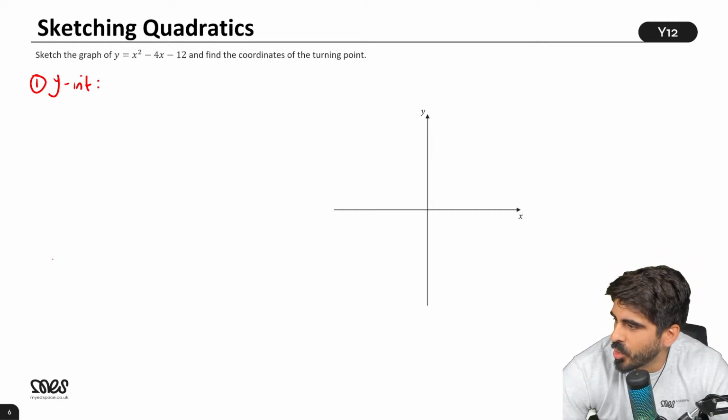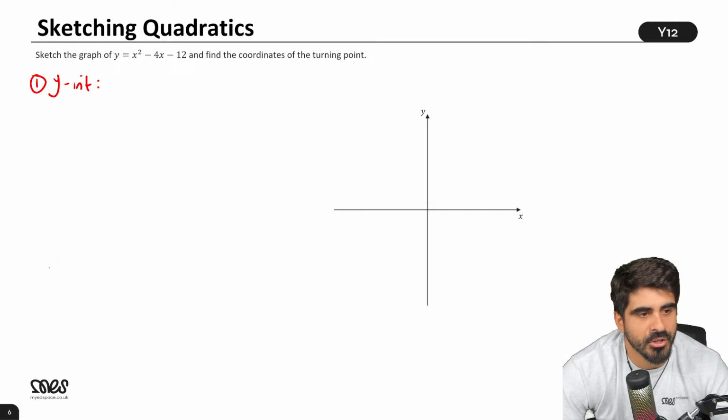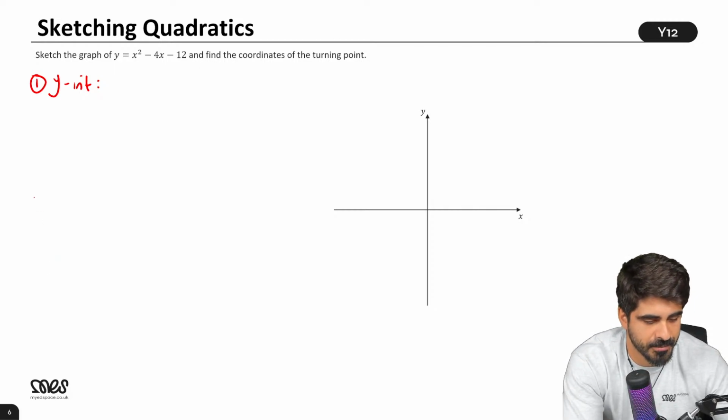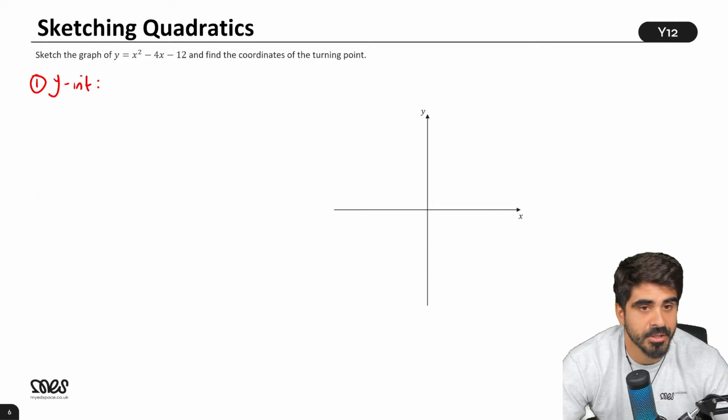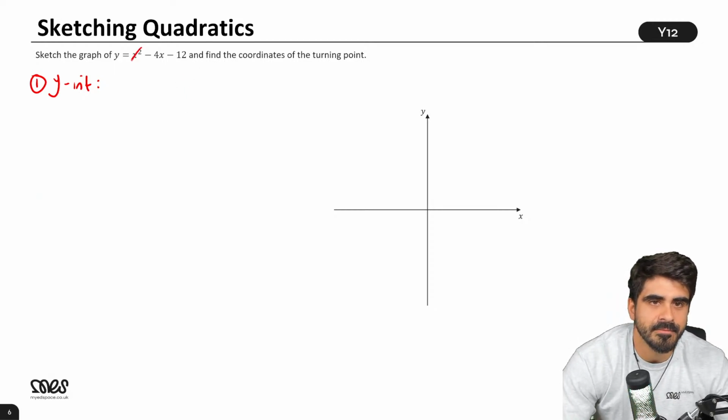What is the y-intercept, mate? Come on, Dave. Minus 12. Yeah, you just make x equal 0. It's just the constant term.